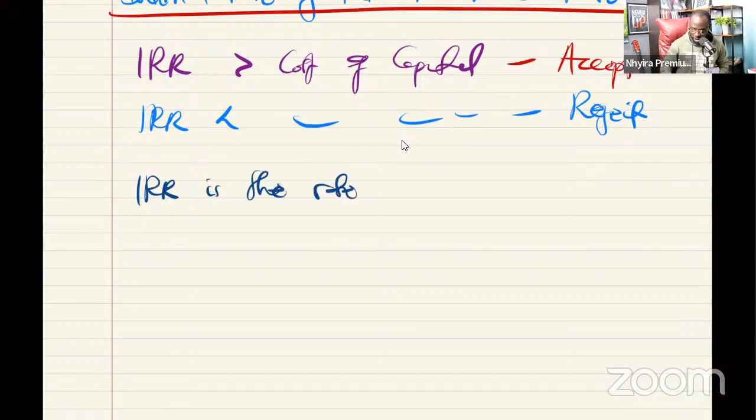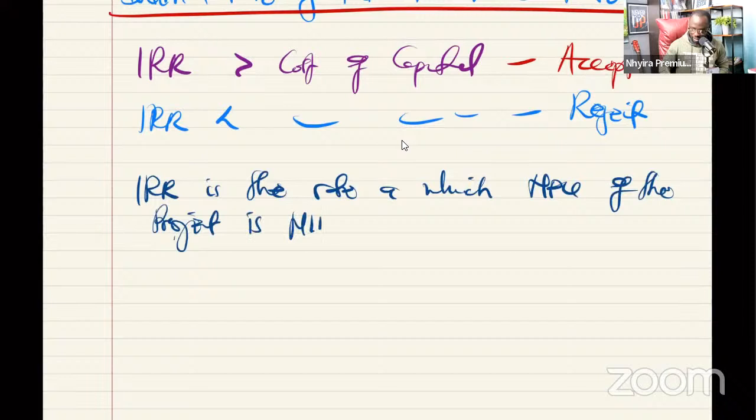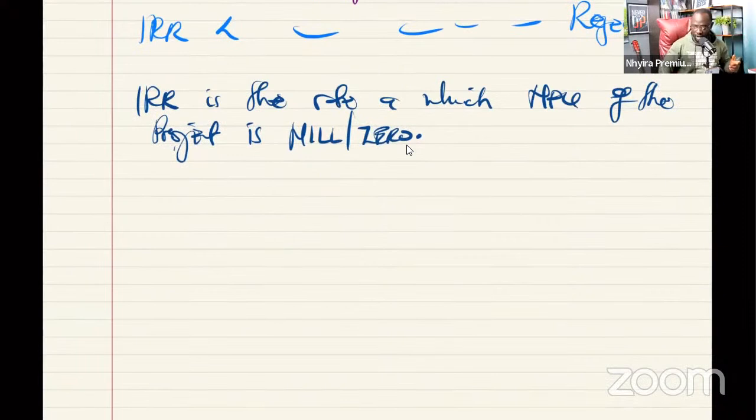Okay, the internal rate of return is the rate at which the NPV of the project is nil or zero. What does that mean? That is why it is also referred to as the break-even rate. Because if you remember from break-even analysis, it is where the total revenue is equal to the total cost. So the rate at which the NPV of the project is nil, is zero, is the internal rate of return, is also the break-even rate.